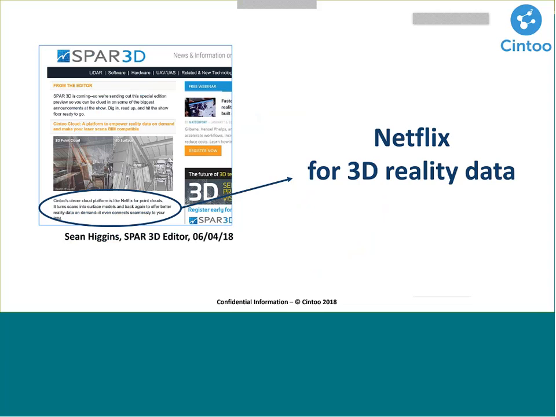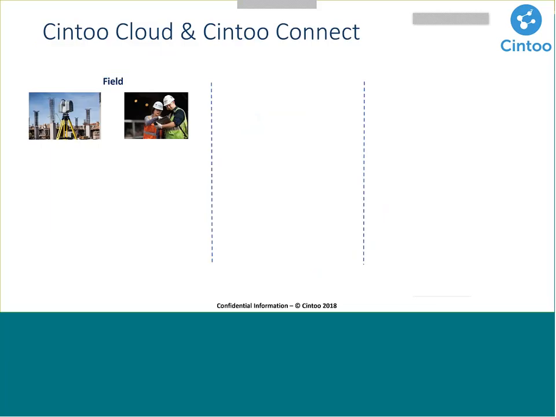Nicely, the Sparse 3D team calls the Netflix for 3D data, which I like very much, but definitely we need to expand a little bit more. So let me show you the complete workflow now, and then I will switch to the main demo in a few minutes. So we start by gathering data from the field.